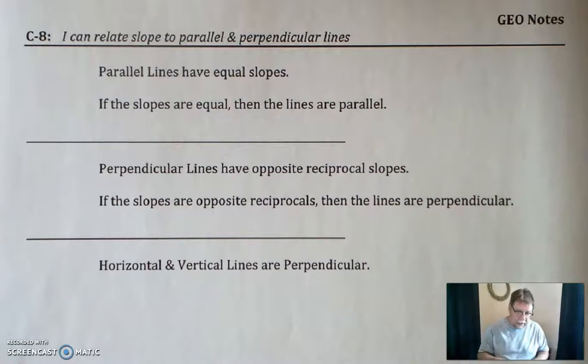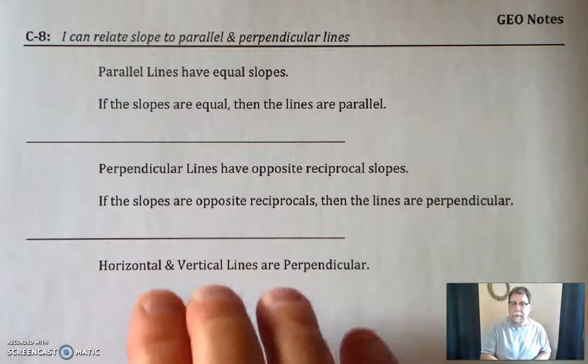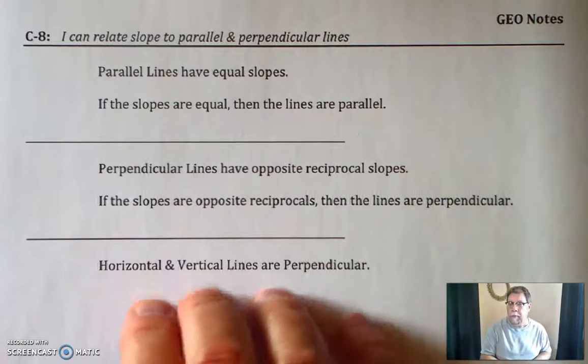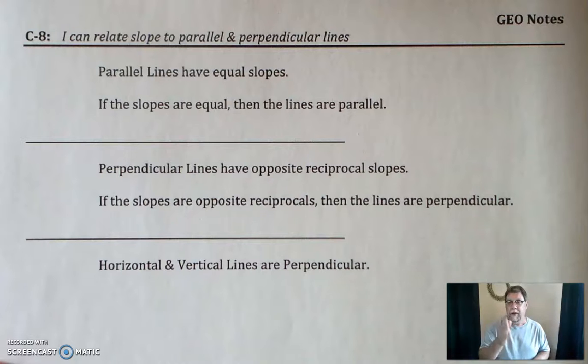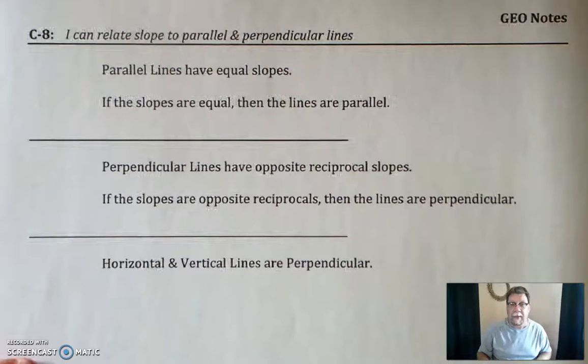All right, and last but not least, horizontal lines and vertical lines are perpendicular to each other. Horizontal lines would be ones that go across like this, and vertical ones would go straight up and down like that. They are perpendicular to each other. One's got a slope of 0, the other one's got an undefined slope. So you can't really do opposite reciprocal on that one.